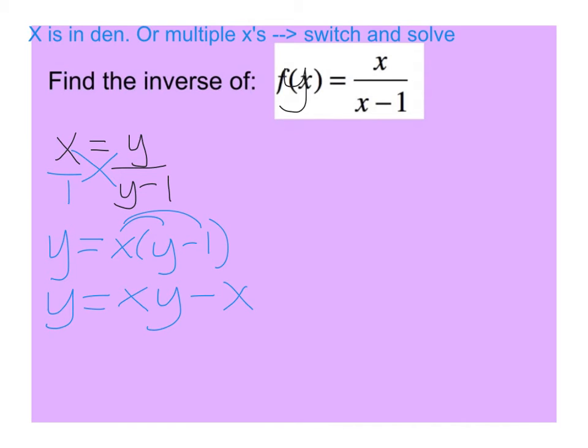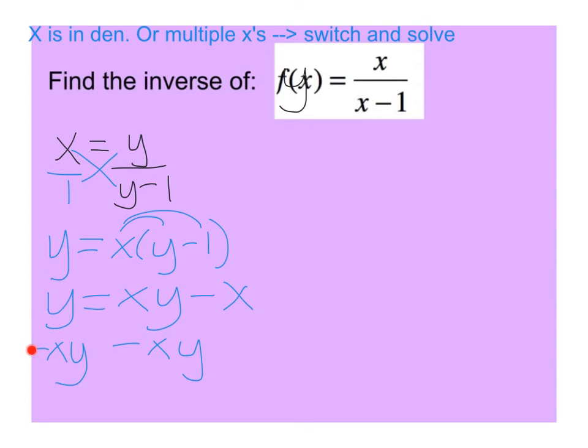The way we're going to change two y's into one y is by getting every term involving a y to one side and every term not involving a y to the other side. So this has a y, does not have a y. So if we designate the left side of our equation for terms involving y and our right side of the equation for terms not involving y, we just need to move this term to the other side. The way we're going to do that is by subtracting xy from each side.